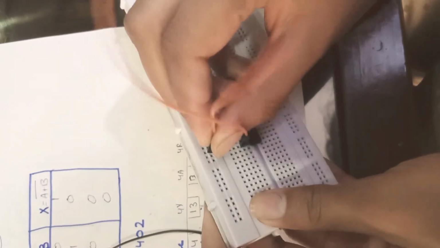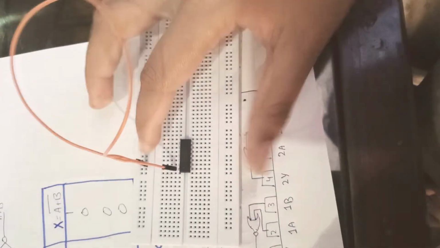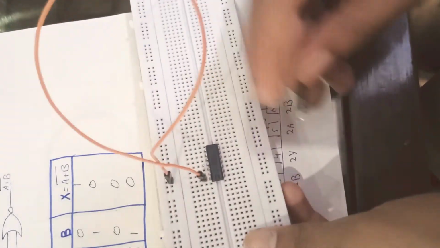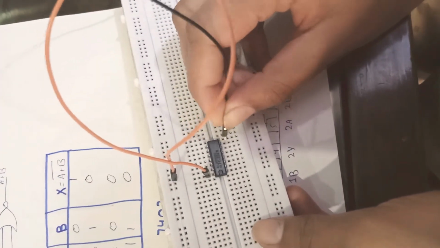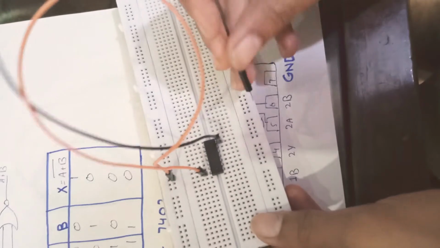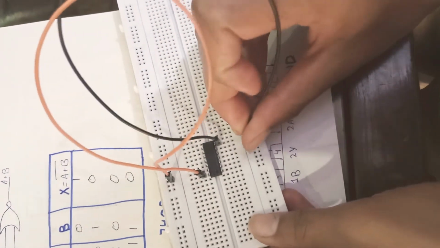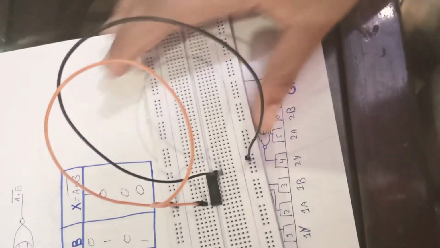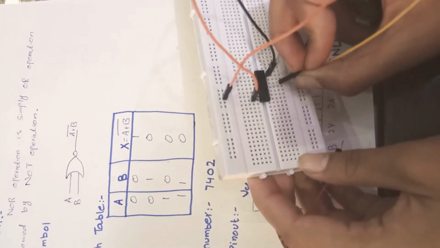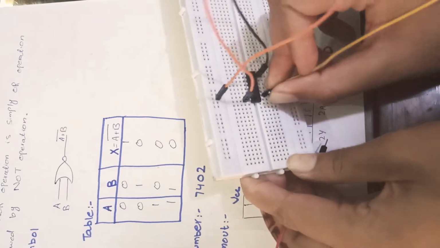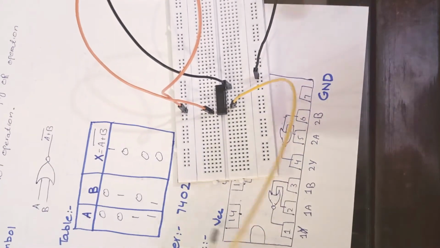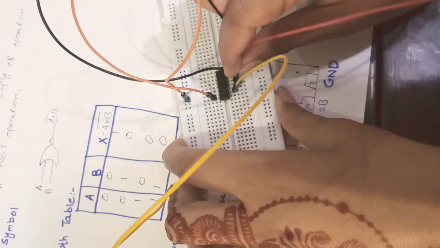This is pin 14. I will connect it to this row, and I will provide VCC to this terminal. I will ground the 7th pin, and now from this we can clearly see the second and third pins are inputs of the first gate, so we provide 2 inputs here.